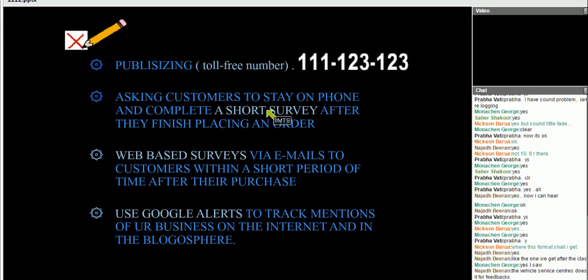Like in the US, we have a publicized toll-free number, asking customers to stay on the phone and complete a short survey after they finish placing an order. This method is adopted in online shopping. Web-based surveys via emails to customers within a short period of time after their purchase. This is also a very common method. Use Google Alerts to track mentions of your business on the internet and in the blogosphere.